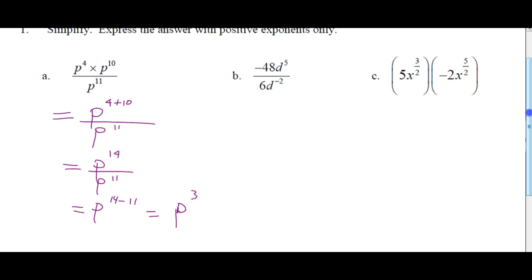The next one, we have numbers. So what's negative 48 divided by 6? That would be negative 8. What's d to the 5th divided by d to the negative 2? When we divide, what do we do with the powers? We subtract them. So the negative 48 divided by 6 is negative 8, and d to the 5 minus negative 2. So the final answer is negative 8 d to the 7, right? 5 minus negative 2 is 5 plus 2, which is 7.